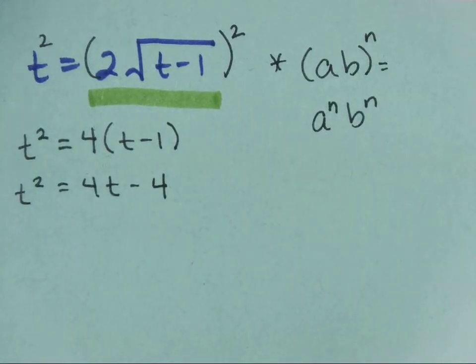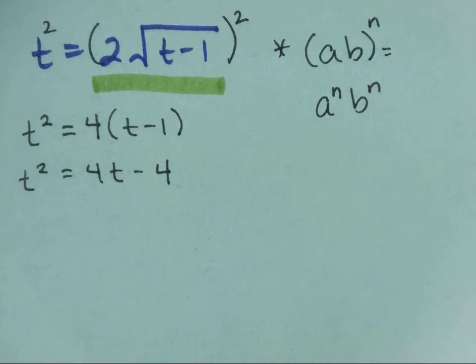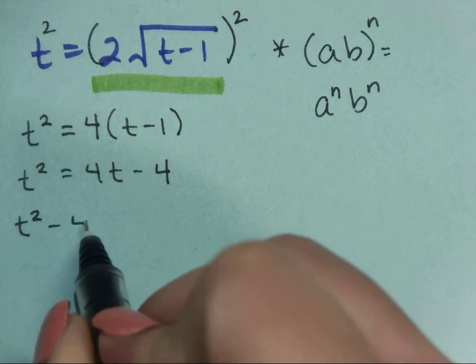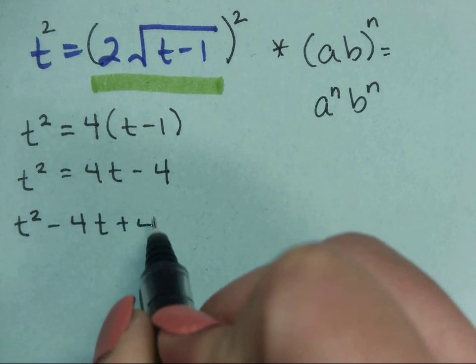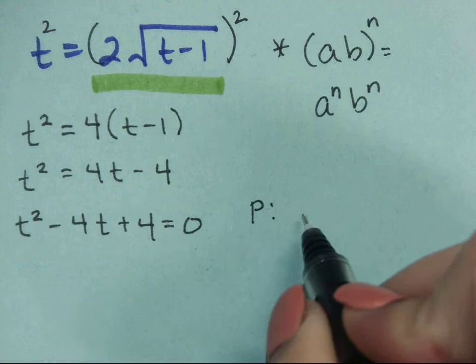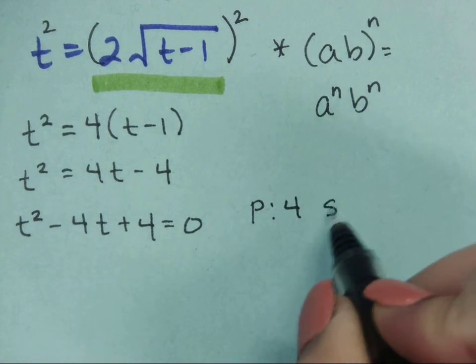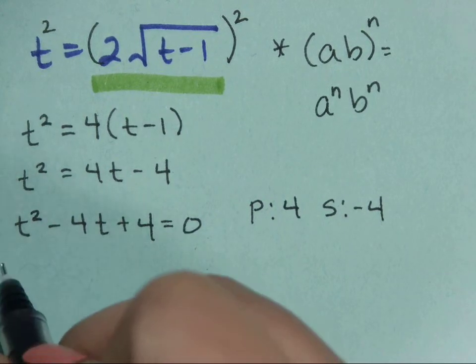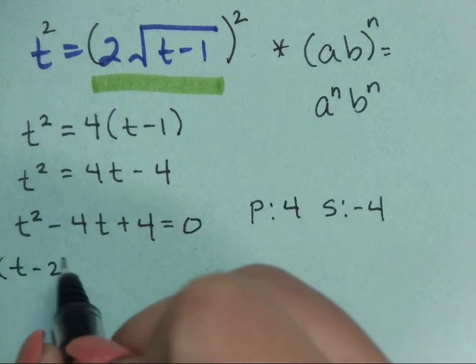When you distribute that 4, you're going to want to move all of your terms to one side so you can use the zero product property, and move them all to the left so that way your t squared stays positive. And now you're just looking for the product of 2 numbers to give you 4 and add up to be -4. And so the only way that can work is if you use -2 and -2.